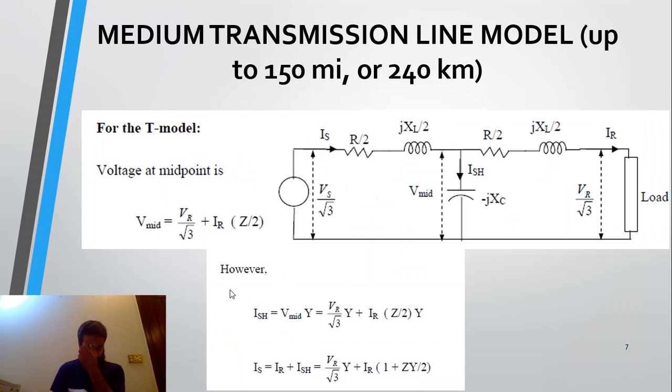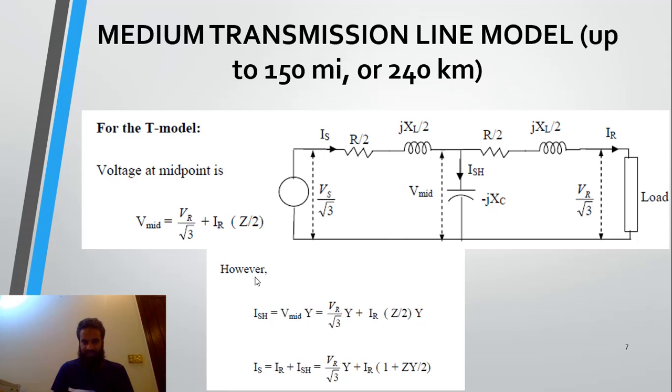Now if we want to find the voltage at the midpoint, the voltage at the midpoint is the receiving end voltage plus the voltage drop across this impedance. So the receiving end voltage plus IR into Z by 2, because the combination of R plus jXL over 2 is Z by 2. So we have V mid is equal to VR divided by root 3 plus IR Z by 2.